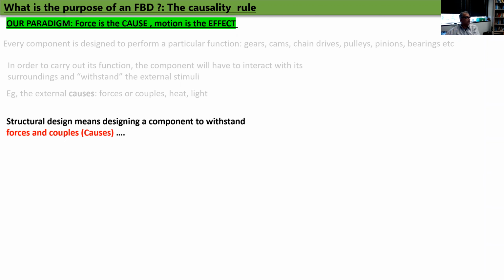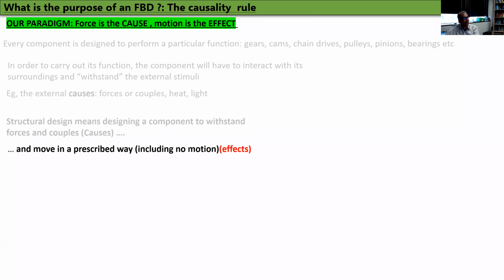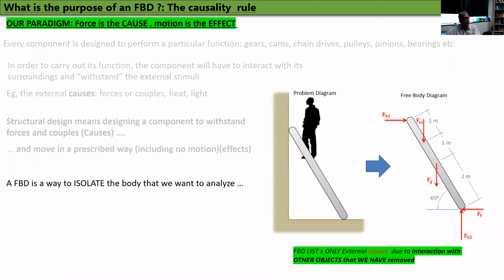Structural design means designing a component to withstand forces and couples, which are the causes, okay? And to move in a prescribed way, including no motion. And these are the effects. Notice that the causes are to be able to withstand forces and couples. The effect is no motion. I will repeat this many, many times because I want you to get into this idea, okay?